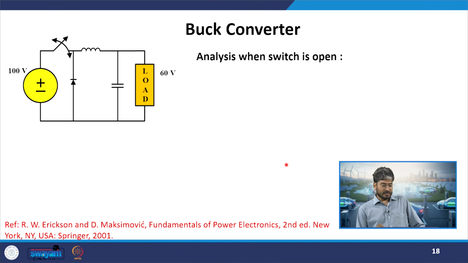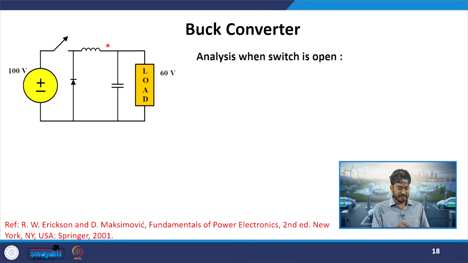Now, the next stage, after my dT time has finished, I will remove the gate signal from the switch. The moment I remove the gate signal, we will assume that the switch has gone into blocking state. Now, as the inductor was having finite IL current flowing through it, it will try to maintain that current.